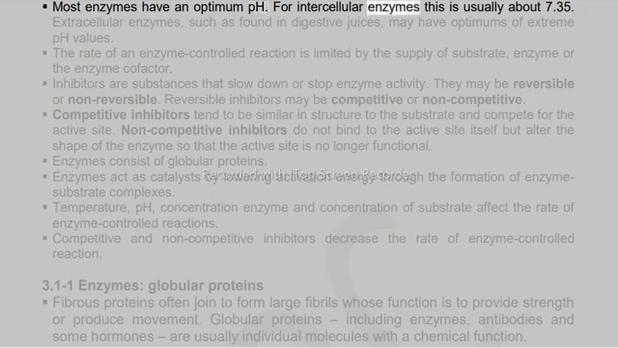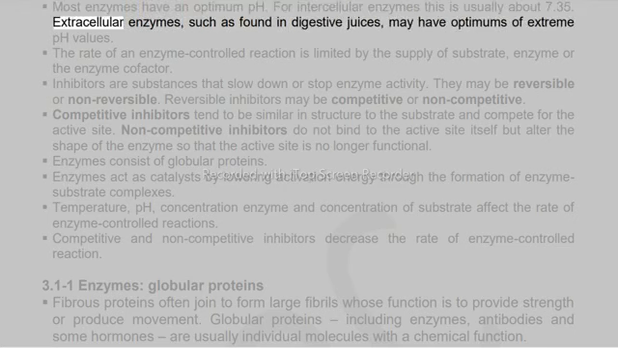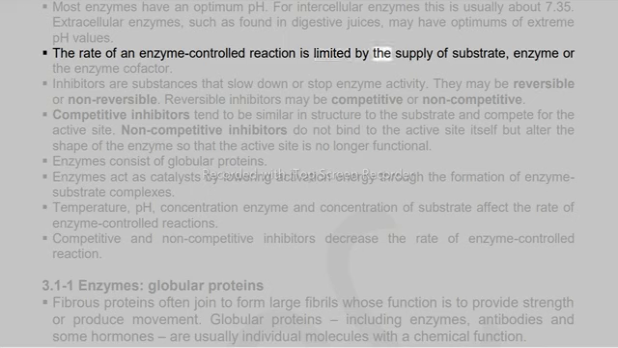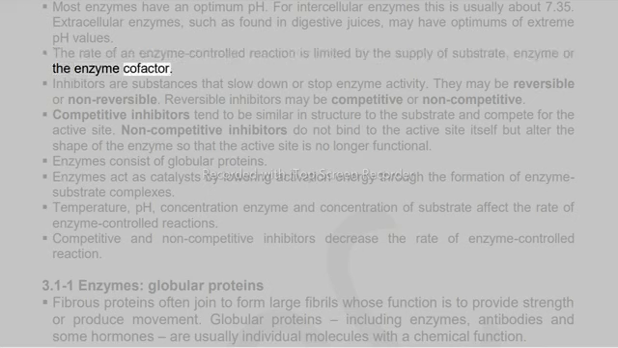Most enzymes have an optimum pH. For intracellular enzymes this is usually about 7.35. Extracellular enzymes, such as those found in digestive juices, may have optimums of extreme pH values. The rate of an enzyme-controlled reaction is limited by the supply of substrate, enzyme or the enzyme cofactor.